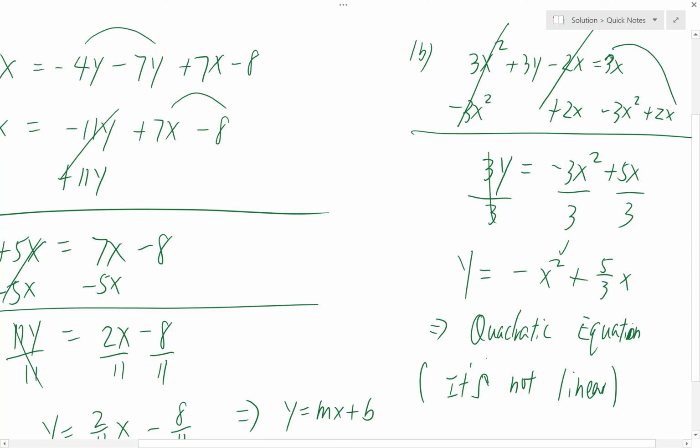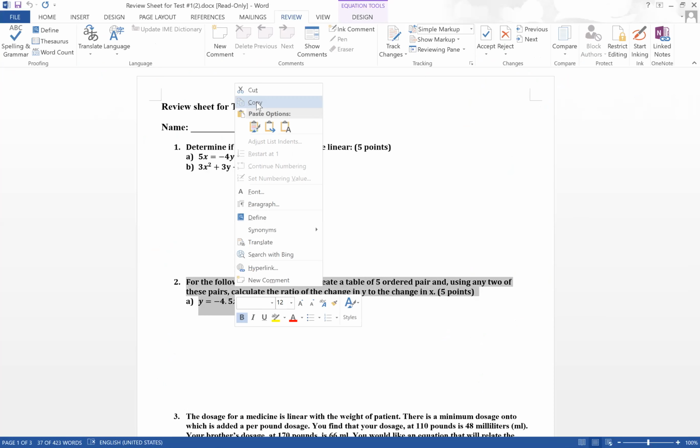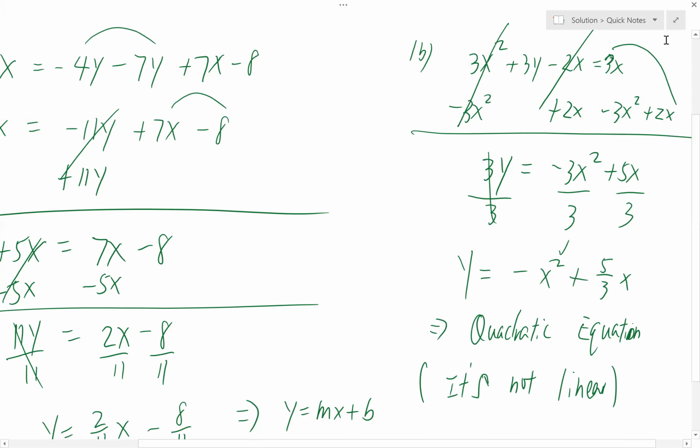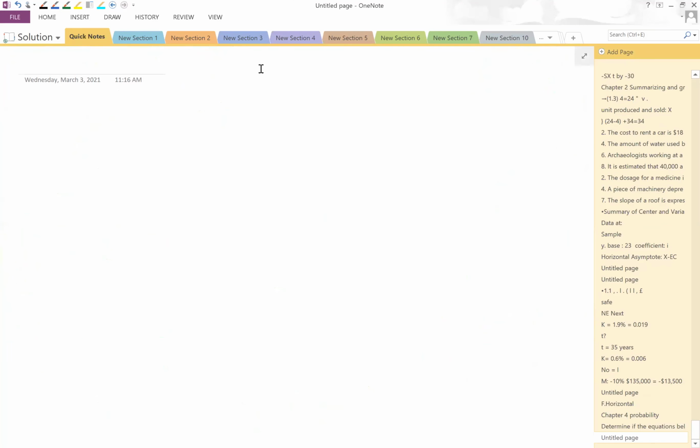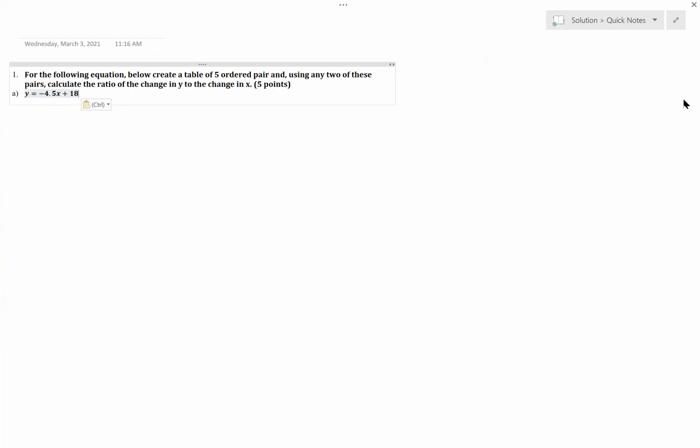All right. Any question on this? We can move on to question 2. We have the following equation, and you create a table with 5 ordered pairs, graph using any 2 of the ordered pairs, and calculate the ratio of the change in y to the change in x. On the second page, we are given this equation: y equals negative 4.5x, adding 18.